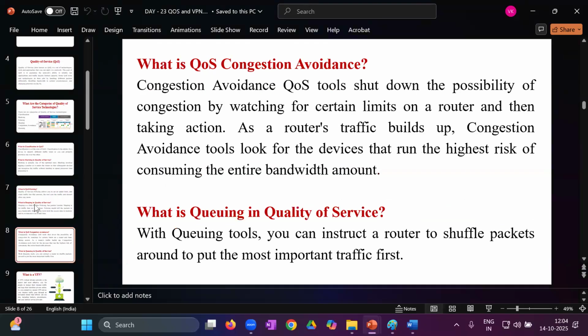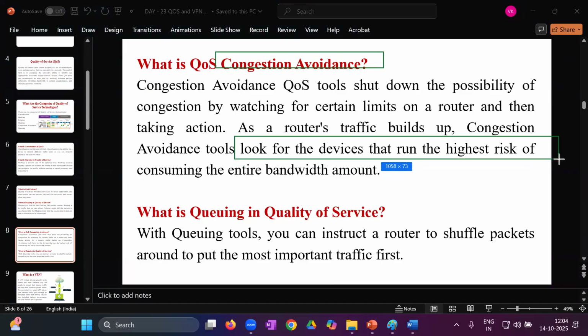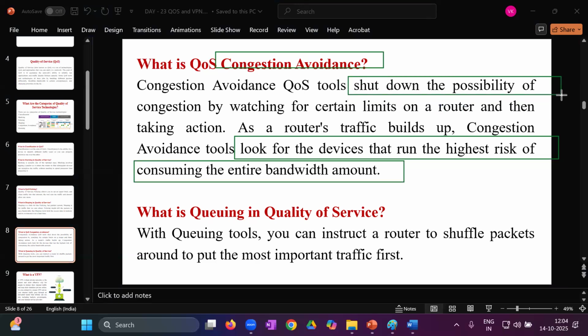Then last, we have congestion avoidance. Whenever there is a high chance that this particular traffic is going to consume my entire bandwidth, then I will transmit it later. As router traffic builds up, congestion avoidance tools look for the devices that run the highest risk of consuming the entire bandwidth, and this could be avoided. So congestion avoidance tools shut down the possibility of congestion by watching for certain limits on our router and then taking action.